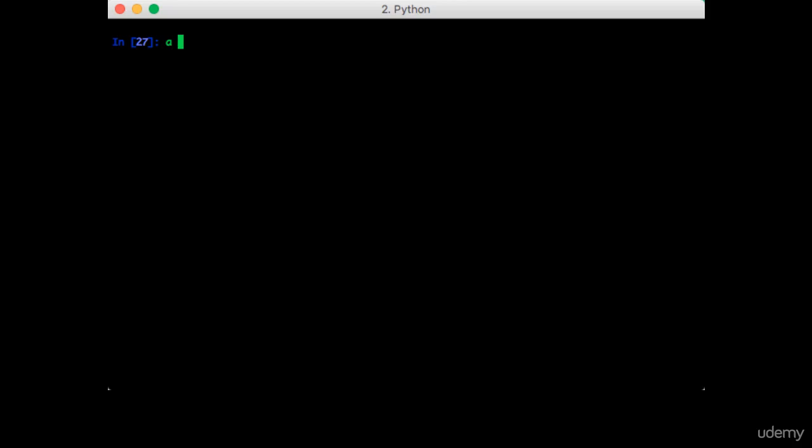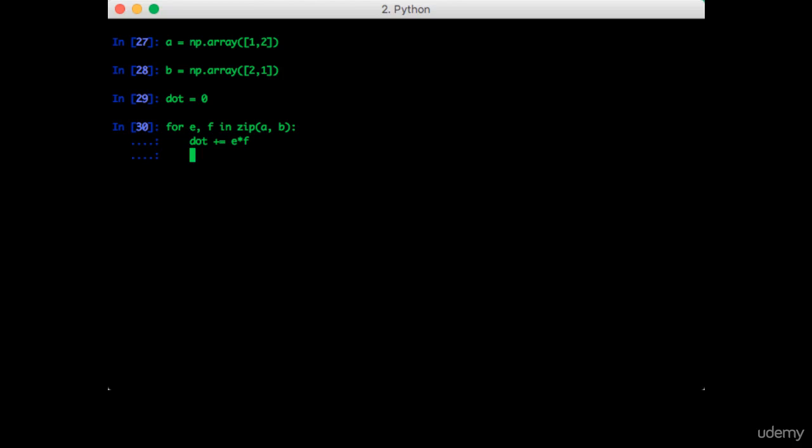Let's start out with the two vectors A is 1, 2, and B is going to equal 2, 1. So suppose we were to use the direct definition of the dot product. You'd want to loop through both arrays simultaneously, multiply each corresponding element together, and add it to the final sum. So let's try this first. So for e and f in zip(a, b), dot accumulate e times f. Okay, so the result is 4 as expected.